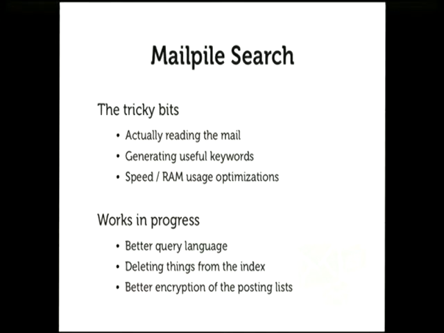Tricky bits: building a search engine like this is mostly to do with actually reading the mail and generating useful terms. So which keywords we put in the index and which keywords we don't. And then, of course, there's the constant optimization battle to make it fast and make it not too big and so forth and so on. Works in progress: we are not able to delete things from the search index right now. That's a bit of a limitation. We'll fix it. The encryption needs work. My security people tell me that it's not good enough as it is. And it would be nice to have a better query language. The current query language is pretty stupid.